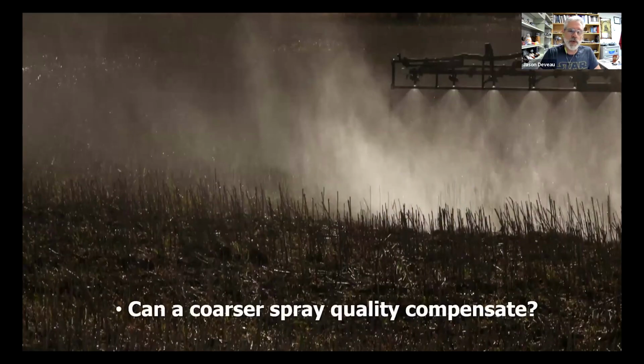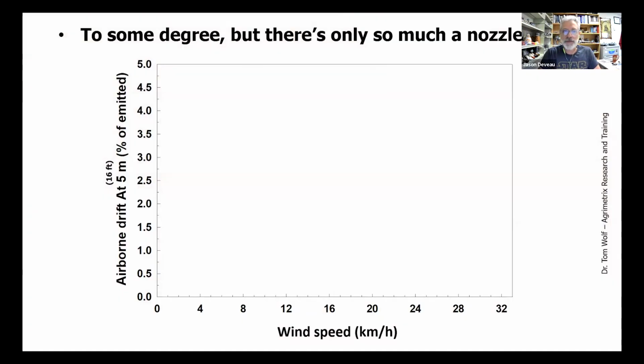Maybe just going to a coarser spray is sufficient. I still want to drive fast with a high boom. You haven't convinced me. Can't I just increase droplet size? It helps, but again, there's only so much just the droplet size can do. More work by Tom, who I guess I should be paying money to use his slides, but at least I'm acknowledging him. This is how much drift Tom and his team found 5 meters downwind of certain situations.